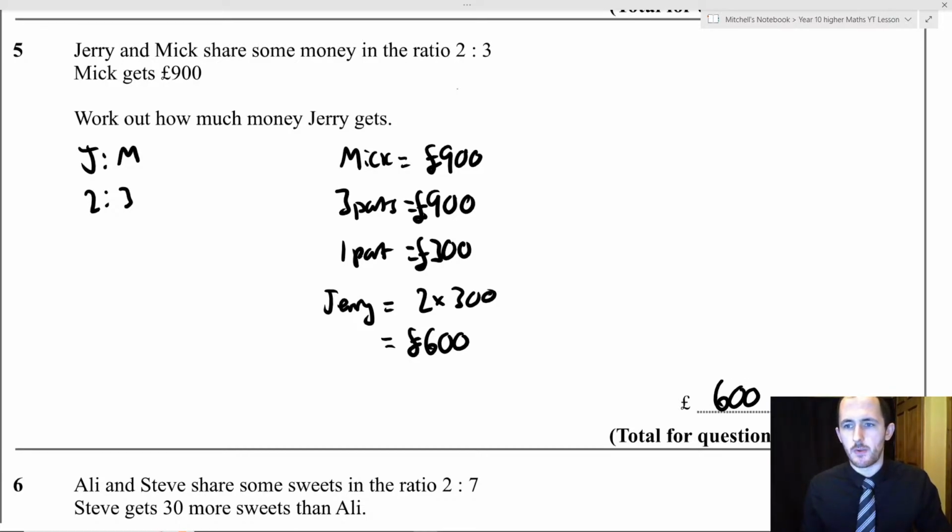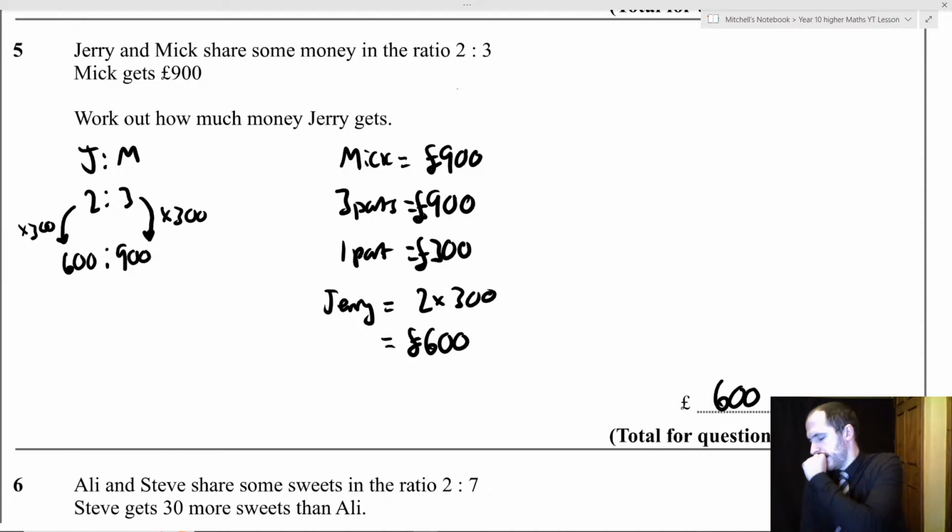Is that okay, or do you want me to show you a different way to do it? There is another way to do it, which is as quick. What people like to do is write the ratio again, but they say, okay, Mick gets 900. So how do I get from 3 to 900? You do 900 divided by 3, you times by 300, which means you have to do it to the other side as well. And you get 600 again, so it's the same thing.